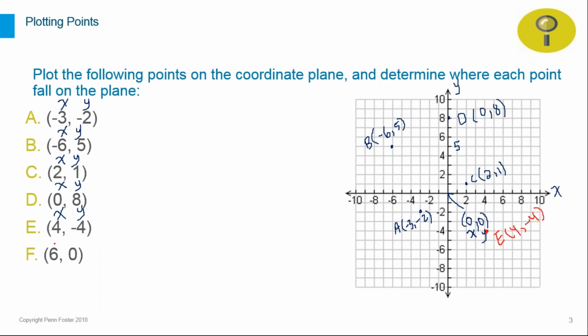Last point, 6 and 0. This time the x is a number other than 0, but y is 0. So x is 6, that would be the right-hand side of the x-axis. And then since it's a 0 for the y, we're not going to go up or down. It's going to be right on the x-axis. So that is point F, and that's 6 and 0.